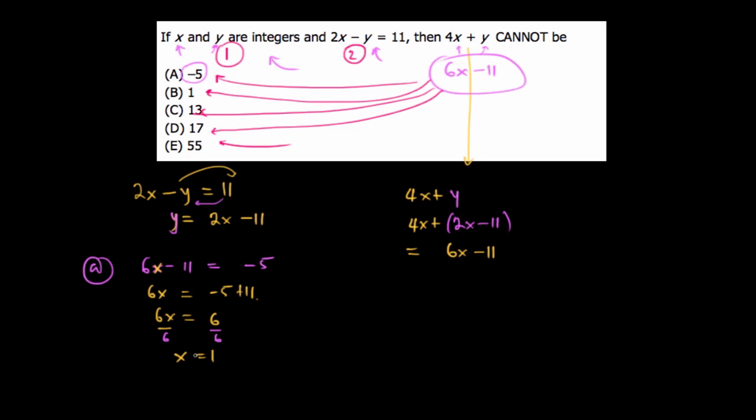So x is an integer. x equals 1. That's what you have. So A passes. So I'm going to B.